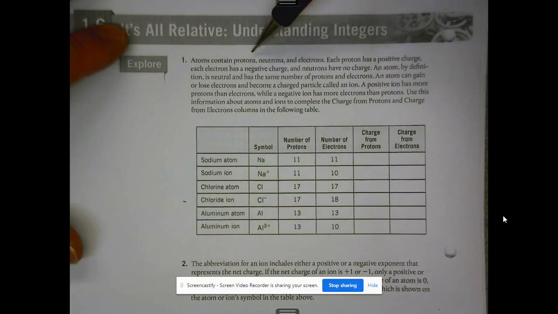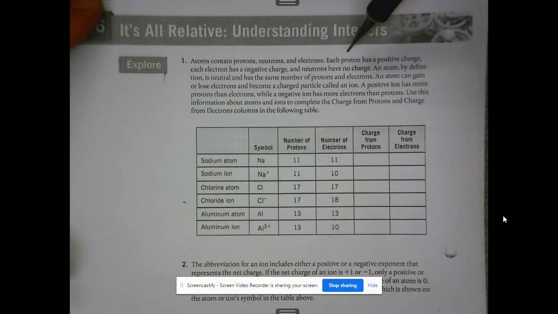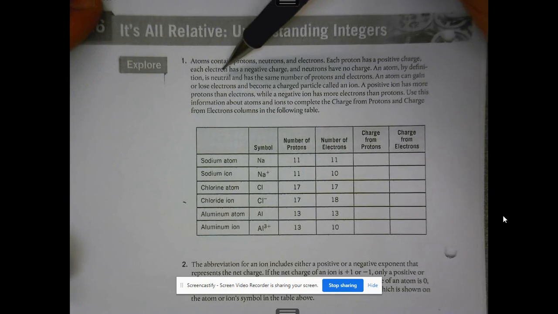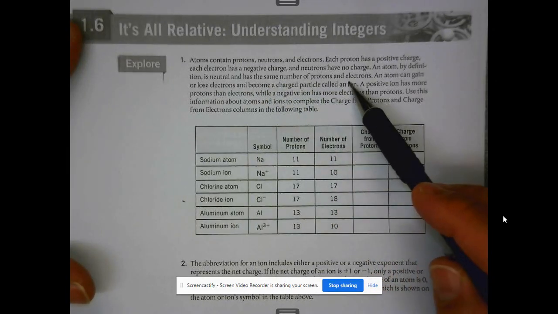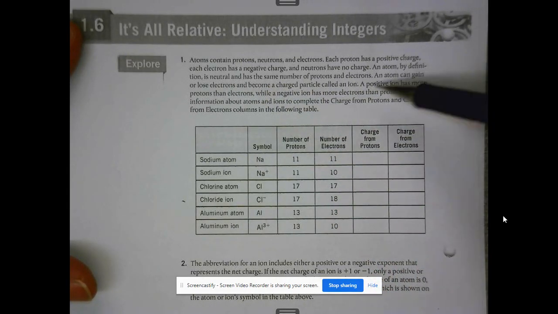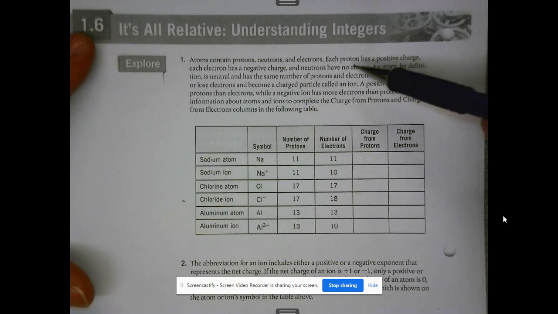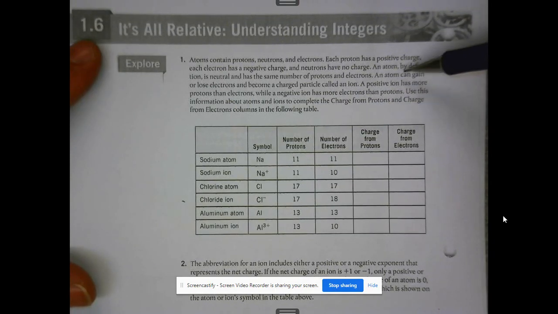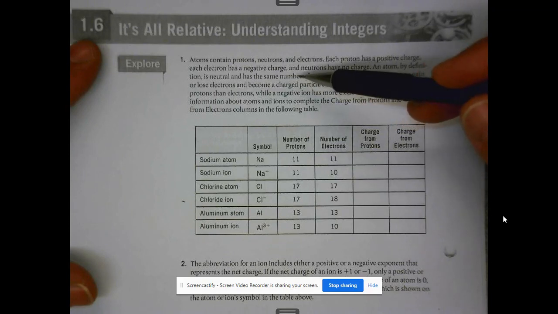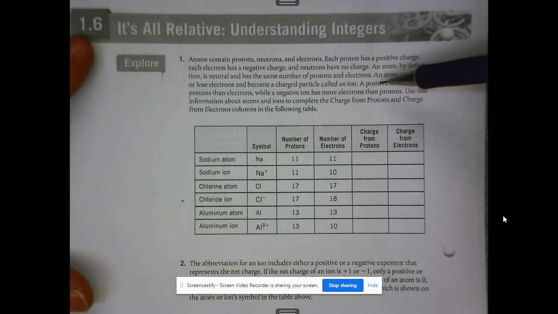Atoms contain protons, neutrons, and electrons. Each proton has a positive charge. Each electron has a negative charge. And neutrons have no charge at all. An atom, by definition, is neutral and has the same number of protons and electrons. An atom can gain or lose electrons and become a charged particle called an ion. A positive ion has more protons than electrons, while a negative ion has more electrons than protons.